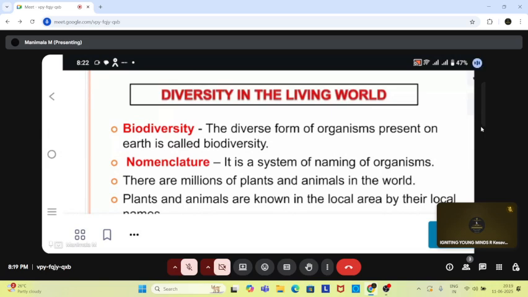For example, if you take Hibiscus rosa-sinensis and Vinca rosea, these plants are medicinally important. If you take a hibiscus plant, somewhere they call it Abutilon indicum, and somewhere it is called China rose.